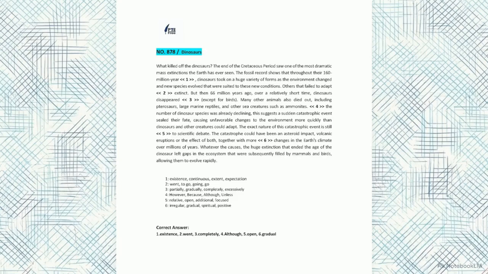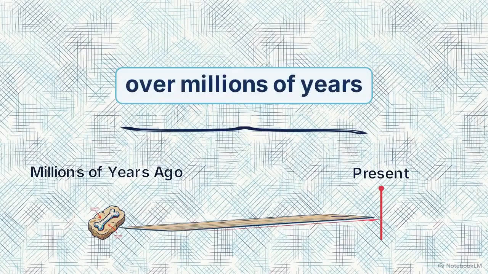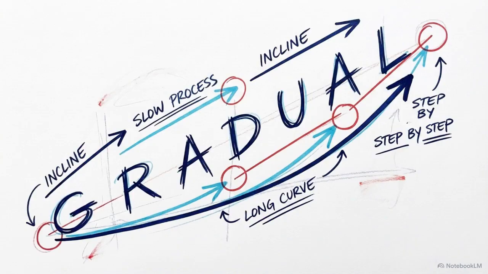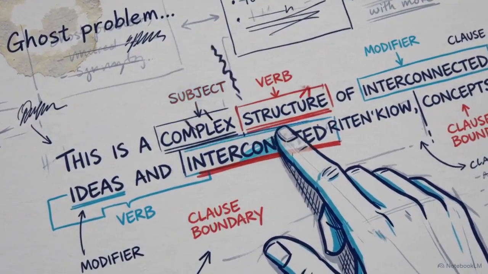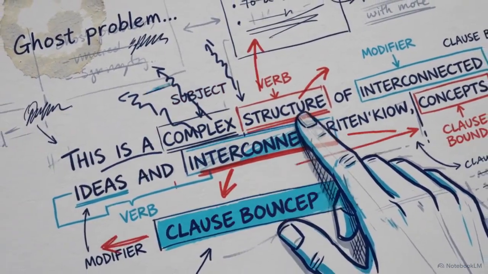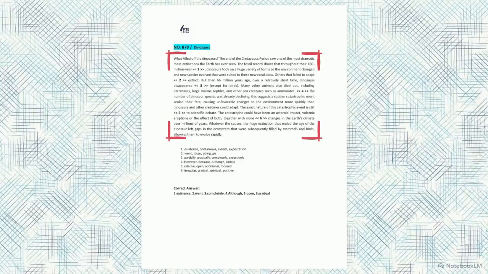Finally, for blank 6, look at the end of the sentence to see the duration of the climate changes. The text specifies that these changes occurred over millions of years. On a timeline spanning millions of years, gradual is the only word that describes the pace of change. Locating specific text markers, such as timeframes or prepositions, allows you to verify your answers using the evidence in the passage. With all 6 blanks filled, the passage is now complete.